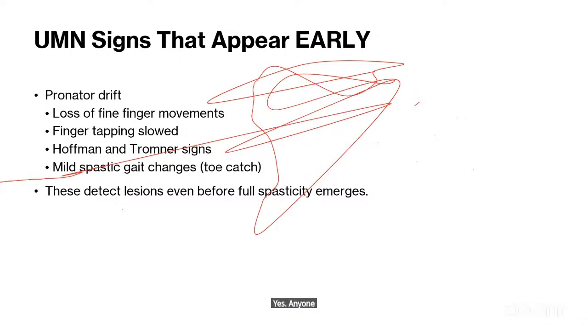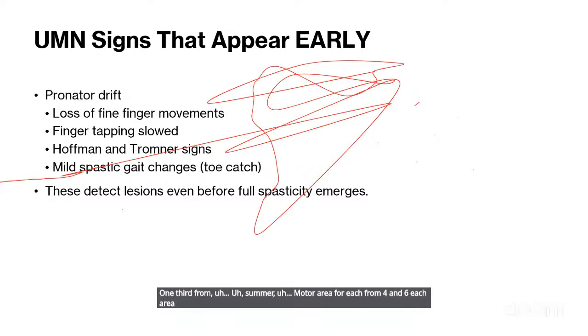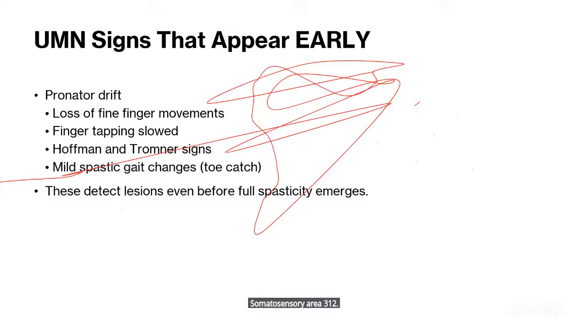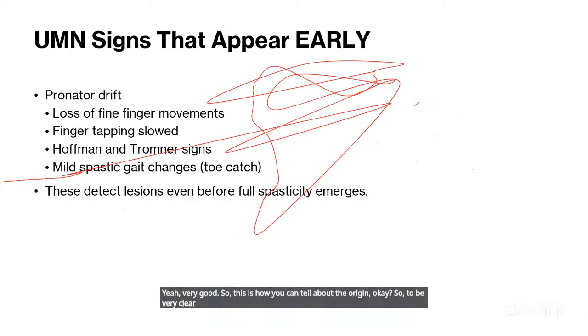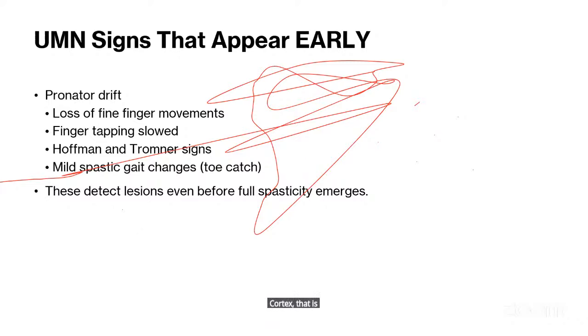Anyone else who wants to take this question? You can unmute your mics and answer if you want. One third from the motor area, area 4, and one third from area 6, and one third from the somatosensory area, areas 3, 1, 2. Yeah, very good. So this is how you can tell about the origin. One third originates from the primary motor cortex, that is area 4. One third originates from the secondary motor cortex, that is area 6. And one third originates from the parietal lobe, that is areas 3, 1, and 2. This is an important thing.